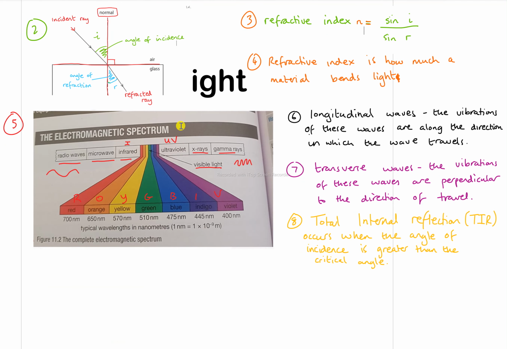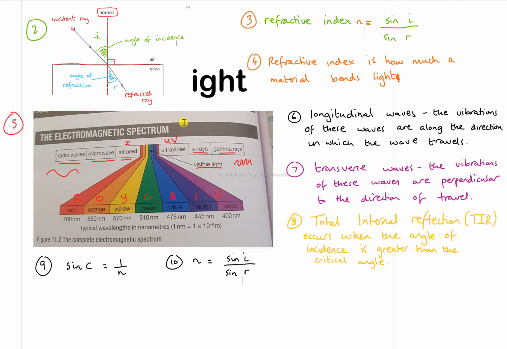Right, let's write this down. Number 9. The sine of the critical angle is 1 over n, and the refractive index is the sine of the angle of incidence over the sine of the angle of refraction. These are two formulae that you'll be given, but it's good to know them.